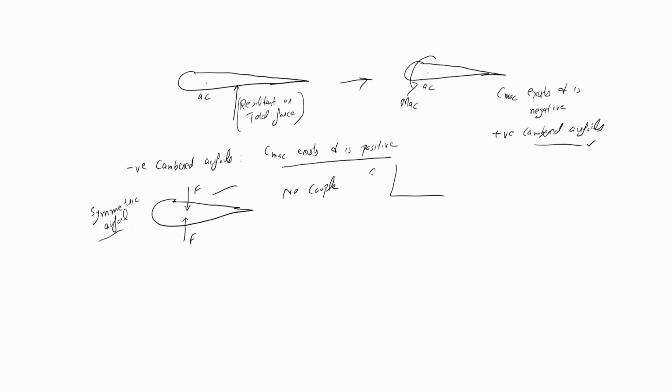Remember the CL versus alpha curve? It was starting from alpha equals 0. So there is no couple, there is no moment, and there is no lift at alpha equals 0. That is, CL at alpha equals 0 is 0, and CMAC will be 0 for a symmetric airfoil. So please remember this point, that CMAC will be 0 for a symmetric airfoil and it will exist for a cambered airfoil.